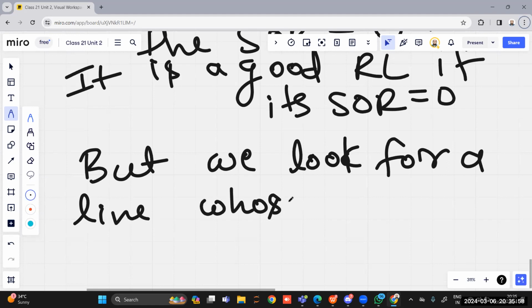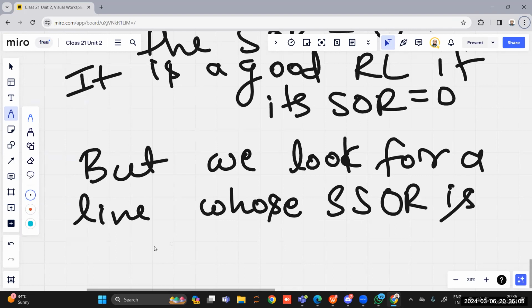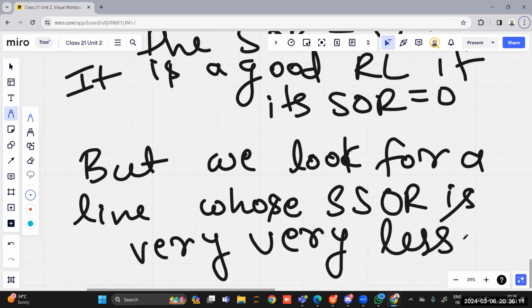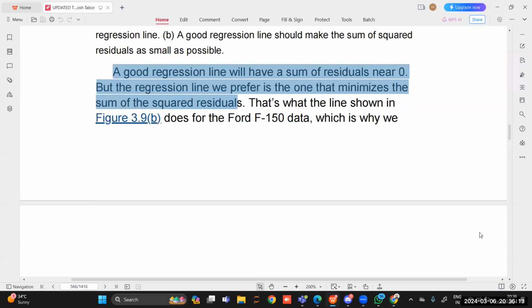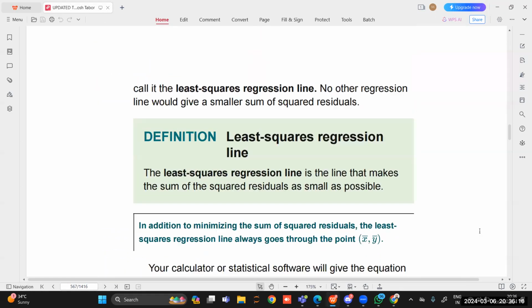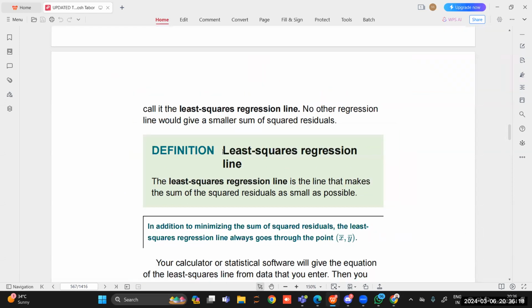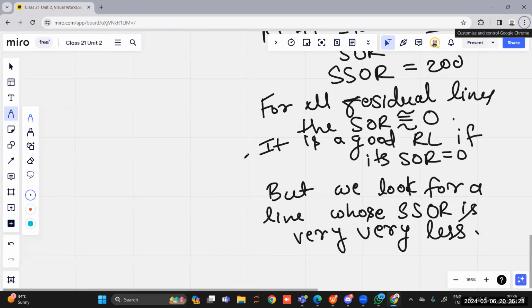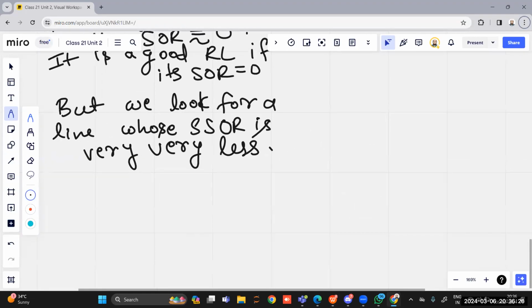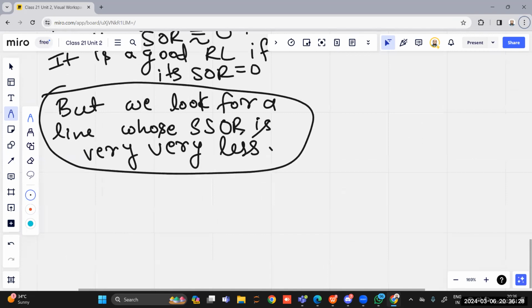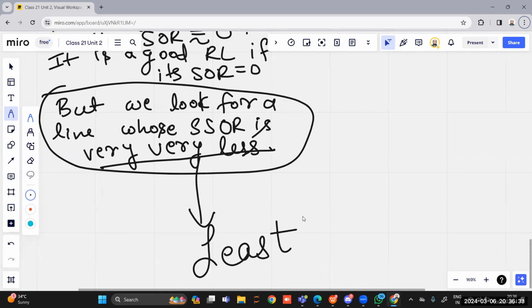whose sum of square residual is very less, so that our estimation doesn't go wrong. Okay, so this is the thing, that's why the line 3.9b shows. So this comes, that is least square regression. Here comes the topic. What we are doing, Zaid, we are trying to find something that's closer to zero, very less, and very less means least.